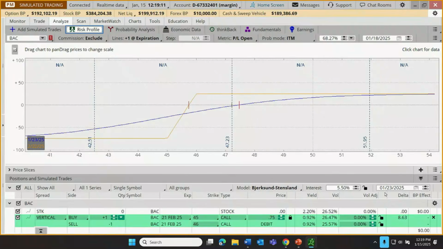But what the trader can start to do here is explore possibilities. Hey, if I did this trade and then the stock moved up a certain price by a certain date, how would the trade be performing at that point? Or if I did this trade and the stock fell to a certain price by a certain date, how would the trade be doing at that point?